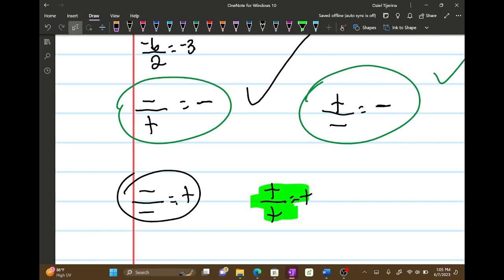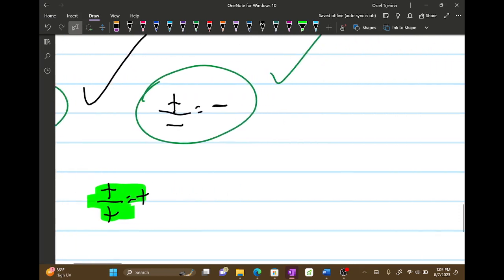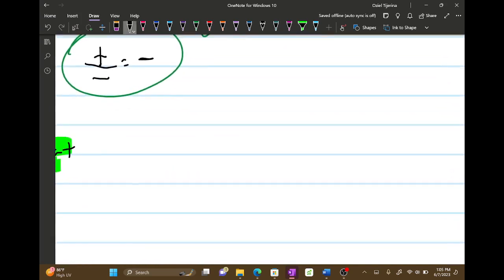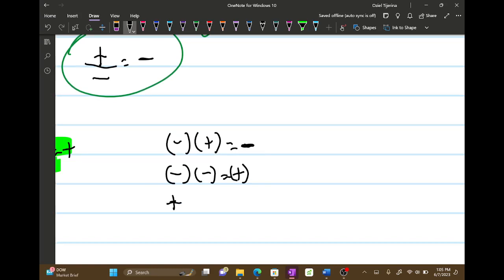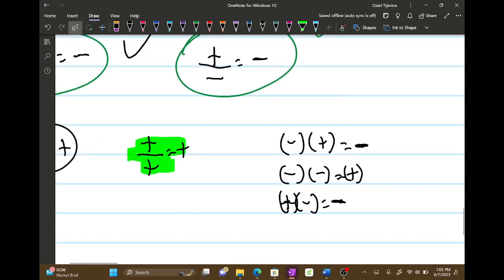And let's see. Oh, and this goes the same way for multiplying. So when I say negative times a positive, this is a negative. If I say negative times a negative, this is a positive. If I say positive times a negative, this is a negative, okay? It goes the same for multiplication.